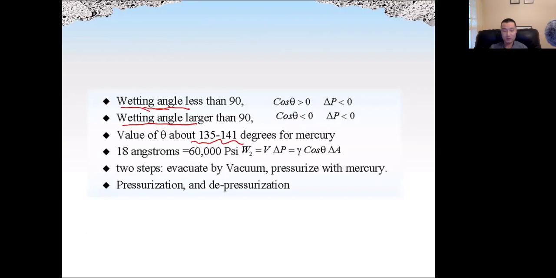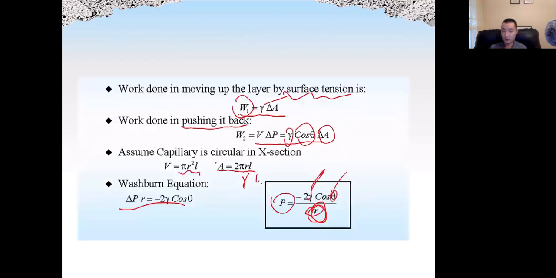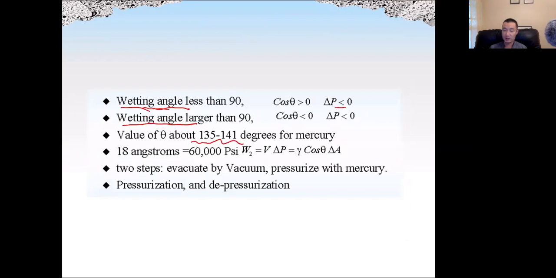Right. So if the wetting angle is less than 90 degrees, the delta P will be less than 0. Sorry, there is a typo here. If it's less than 90 degrees, cosine theta will be larger than 0, so the delta P will be negative.